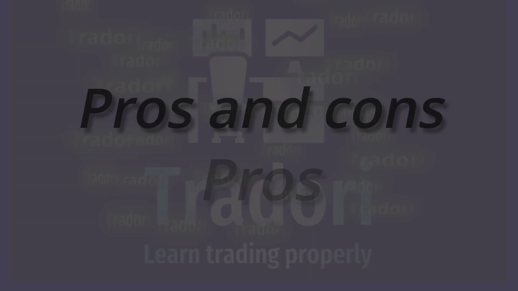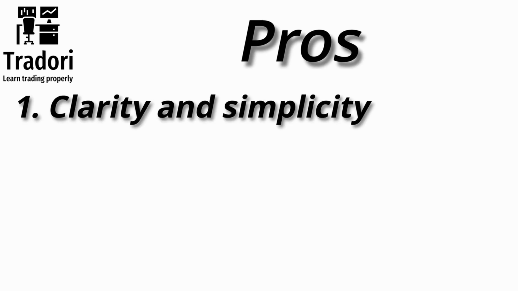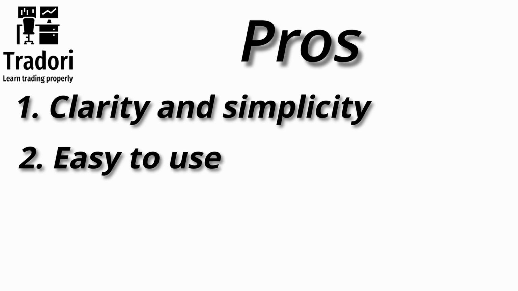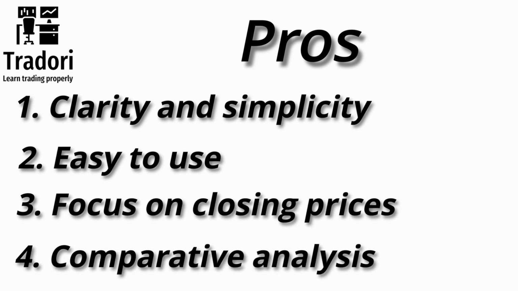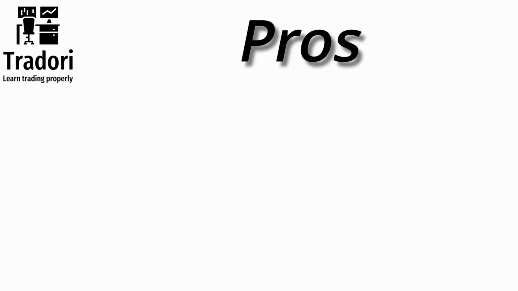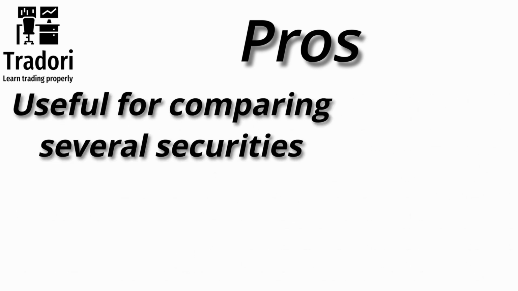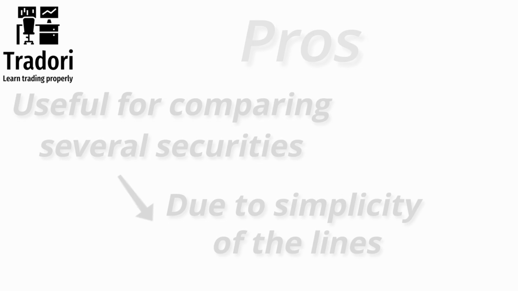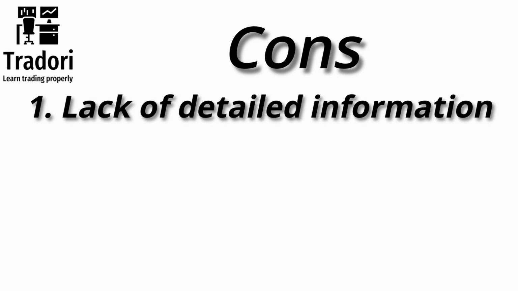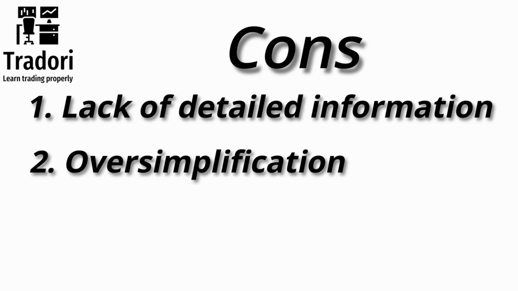Pros: clarity and simplicity. Easy to use. Focus on closing prices. Comparative analysis. Line charts are useful for comparing several securities or indices over time, since the simplicity of the lines lets you make easier comparisons without clutter. Cons: lack of detailed information, oversimplification, risk of misinterpretation.